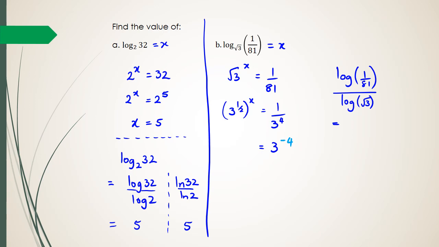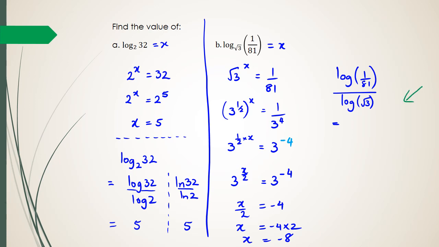As for the 3 to the power of half, all to the power of x, because it's a power of a power, we can write this as 3 to the power of half multiplied by x. Which means in the next line we have 3 to the power of x over 2, which equals 3 to the power of negative 4. Because the bases are the same, we can say x over 2 equals negative 4. Therefore, x is equal to negative 4 times 2, so x is equal to negative 8. And I'm hoping that when you put this in the graphics calculator, you also end up with negative 8.